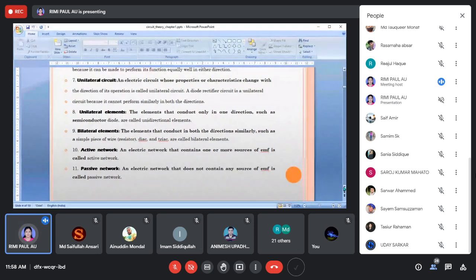An active network means one that contains a source. It is called an active network. And a passive network means it only consists of resistor, inductor, capacitor. There is no source. So this is called a passive network. These are the basic terminology that you should know before starting electrical circuits.